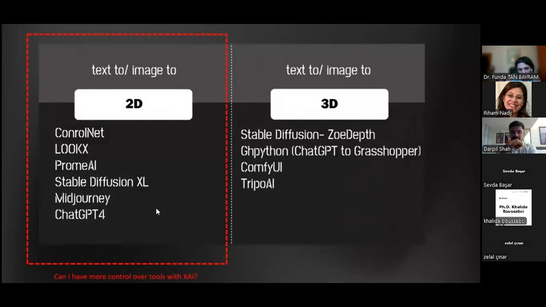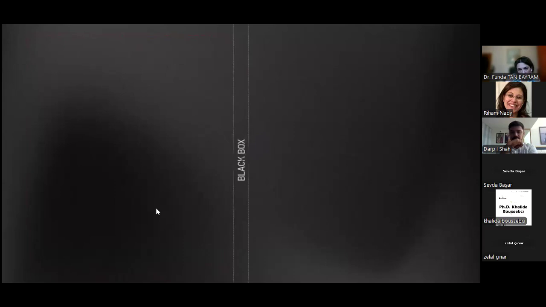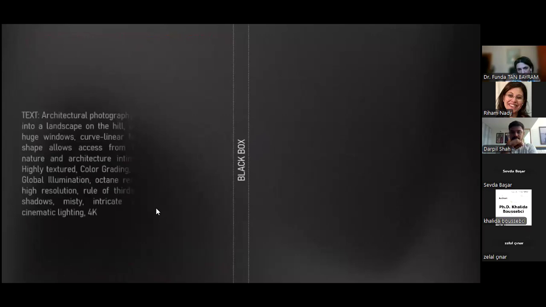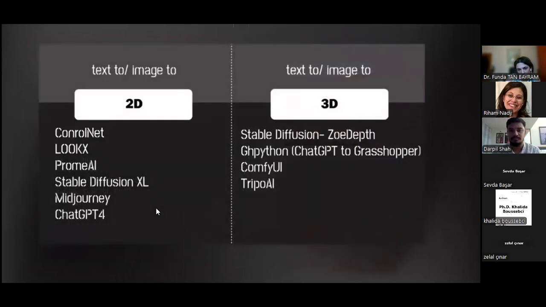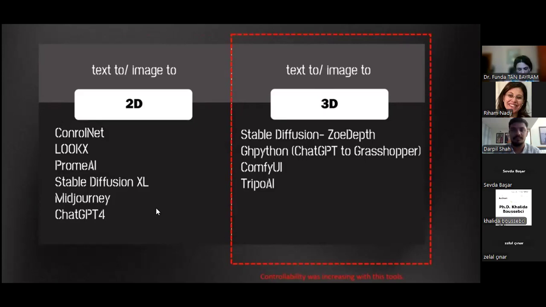Firstly, I look at the 2D creation tools that many of us have tried before, and I observe that I only have limited control by changing the prompts or visuals. For example, controllability is limited in AI tools that produce images from prompts, and we have limited control over the final products. From the beginning, my reason for exploring XAI was to have control in the co-creation process with AI in design. And I saw that as AI tools for producing 3D improved, controllability was increasing. We were co-creating beyond the prompts. For this reason, I want to show the examples I made about how designers can get involved with 3D tools, which are Stable Diffusion Fluid Depth, GH-Python, CompUI, and TripoAI.